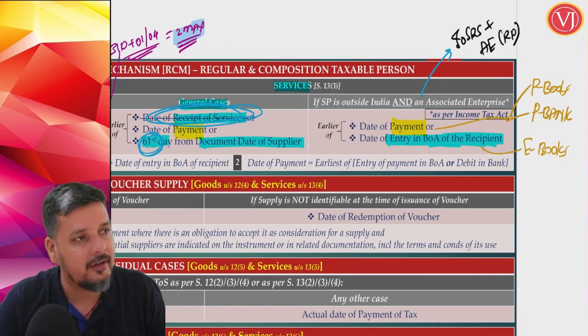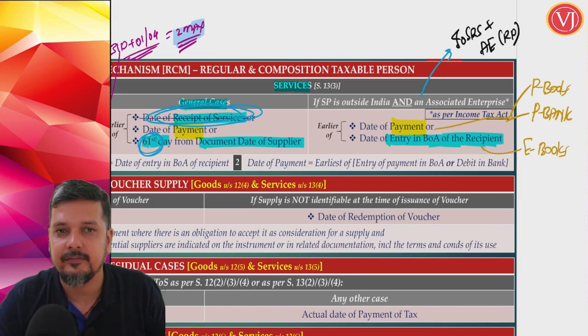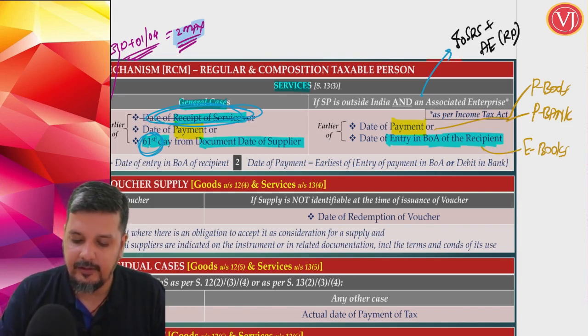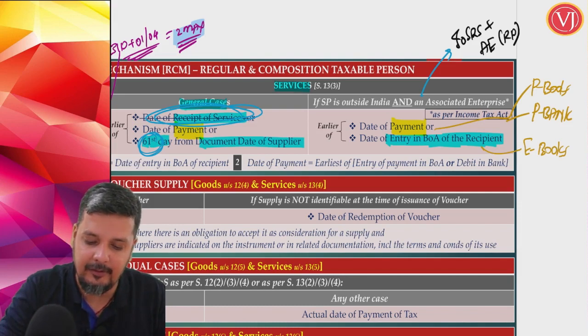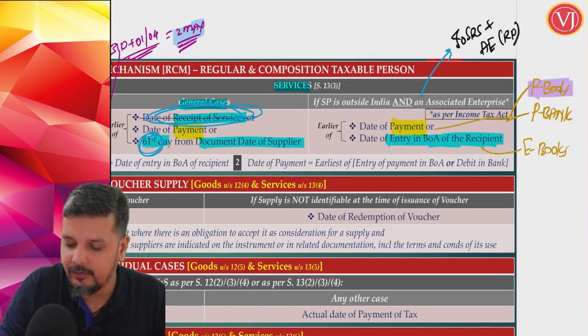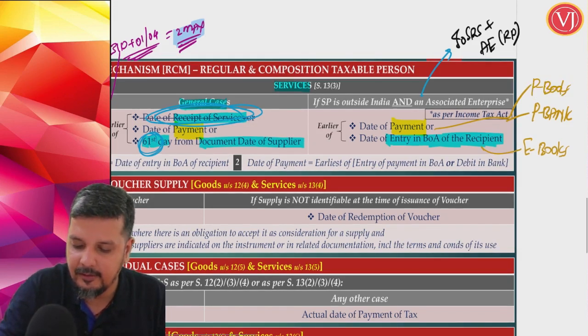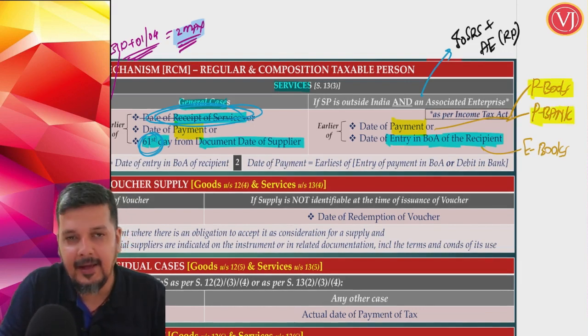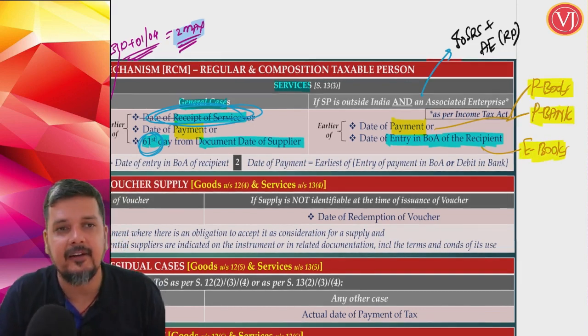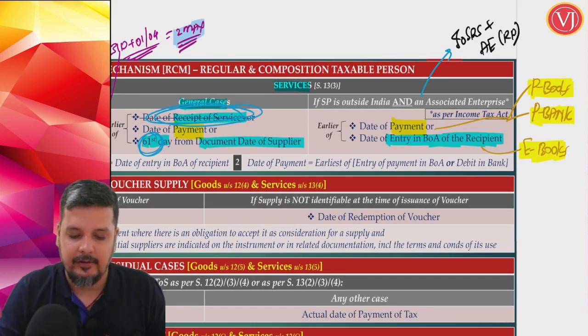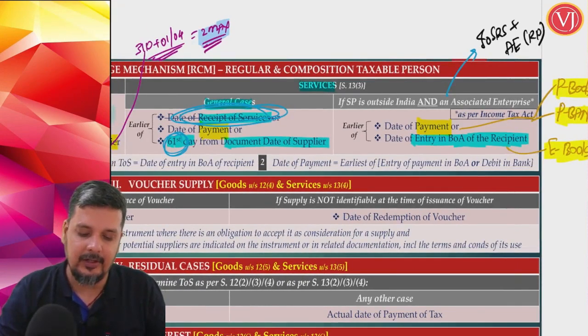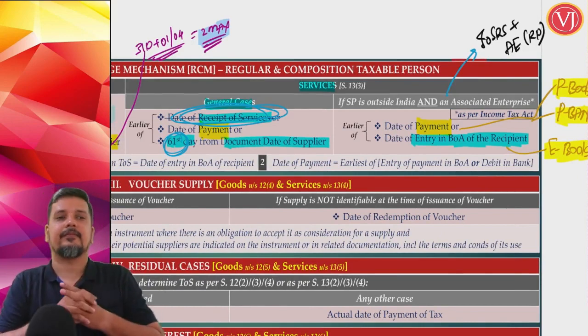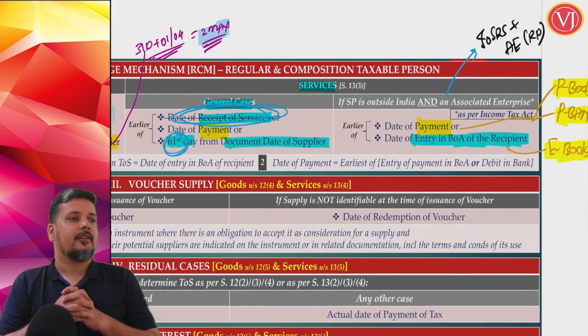Whichever is earlier. So here, when I say payment, it means payment in books or payment in bank, or an expenses entry in books of accounts, whichever is earlier. What is the difference that you see in the general case and the special case? In the general case, what is the time of supply for services under RCM?